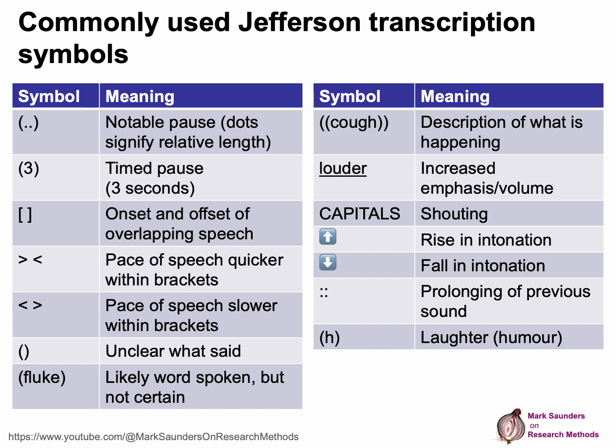People's intonation rises up and down as they talk, and we can represent this just by an up arrow or a down arrow. Also, sometimes when people are talking, they emphasise a certain sound or syllable in a word, and we can do that by putting colons in the word or by the sound. And finally, when people laugh, we can just put a little brackets H representing humour.